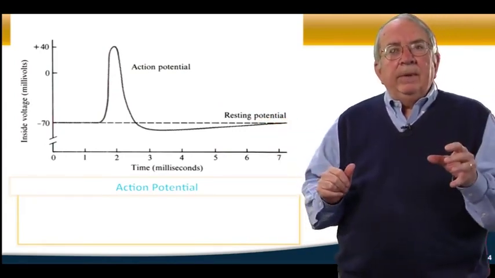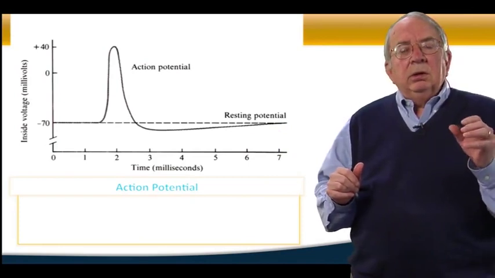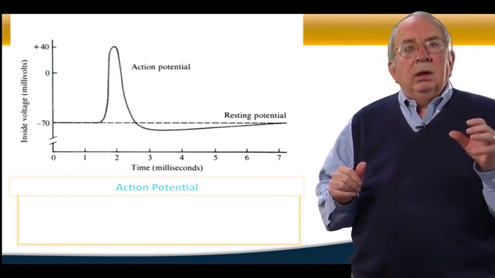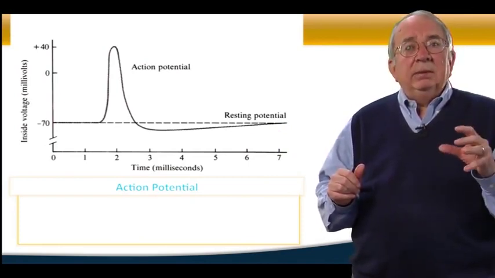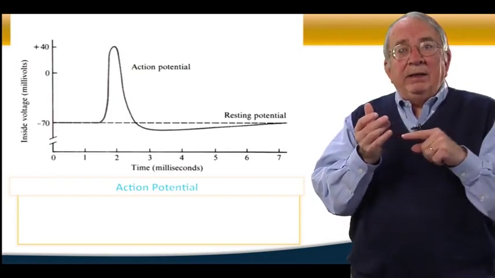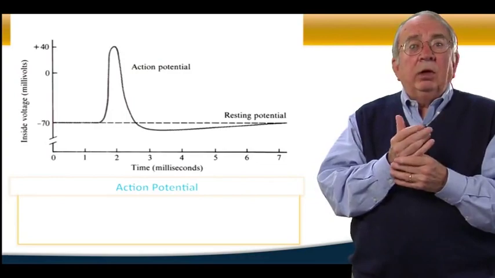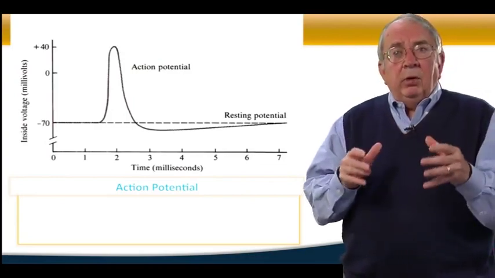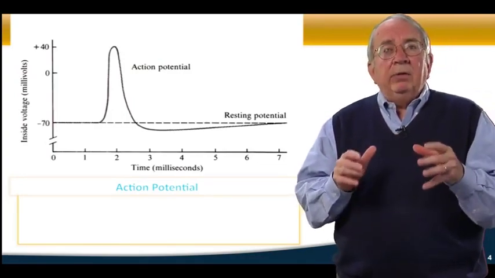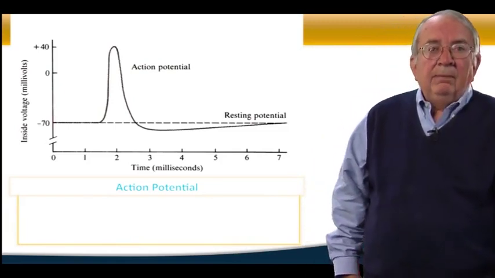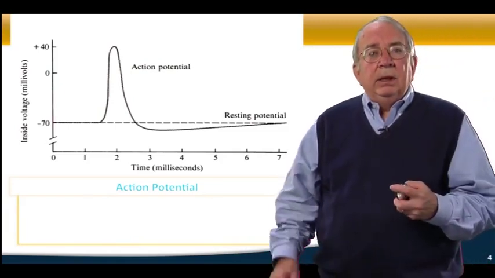Now, if it's all or none, how does the neuron code information about intensity? Obviously, I can tell if I have a light touch and a much larger touch. Some of that, of course, is the number of neurons that are stimulated. But the neuron itself can code information about intensity by when it can fire again.